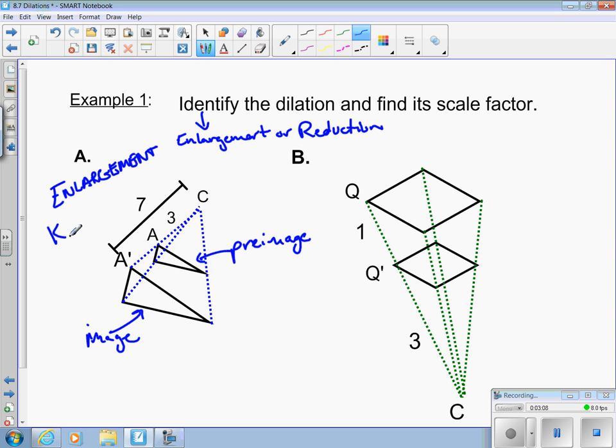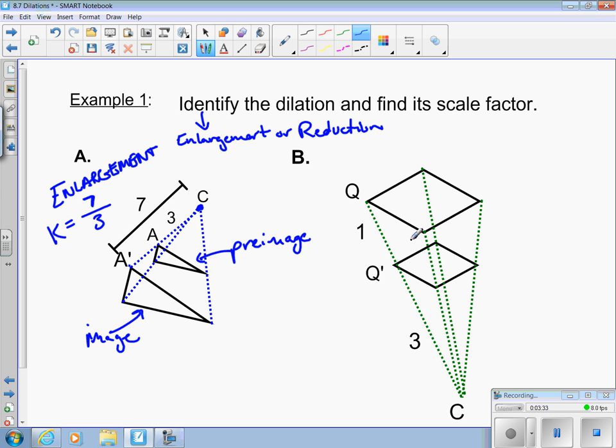Okay, so it's an enlargement, and find the scale factor. We want to know what K is. So from the center of dilation to A is a length of 3, and that goes on the bottom. From center of dilation to A prime is 7. So this was a scale factor of 7/3, which is greater than 1, so that makes sense.